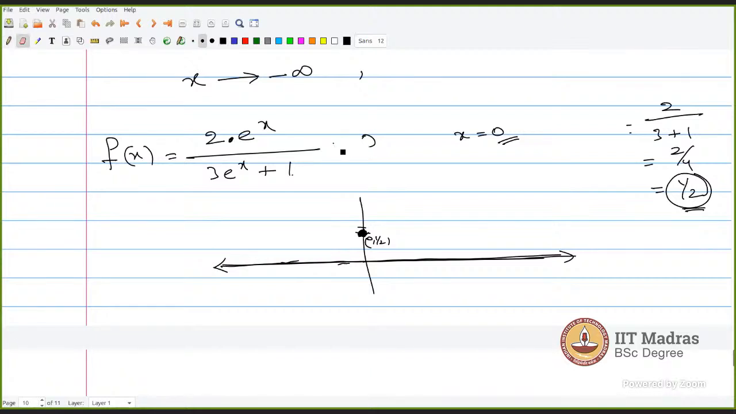Actually, for these graphs, if we substitute the values directly and find out f of x for at least a few values of x, like minus 2 and so on, this will take some time. But it will lead to the correct solution.